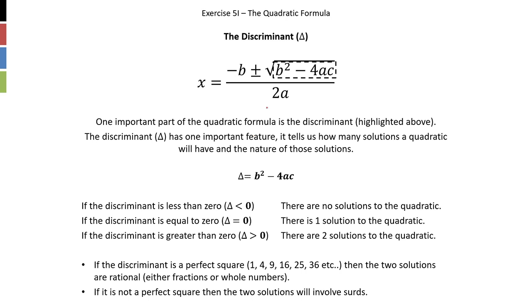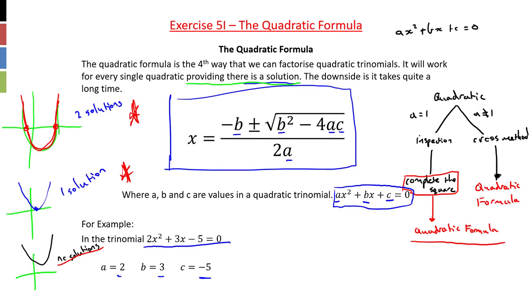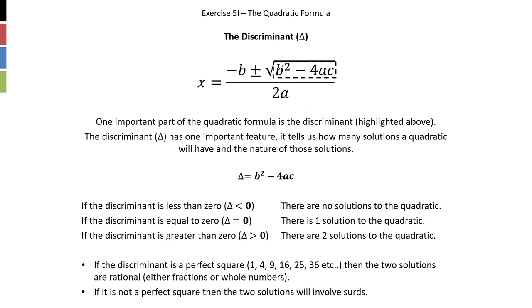So let's have a look at that. This bit in here has a special name. It is called the discriminant, and we use a regular triangle. That's its symbol for the discriminant.